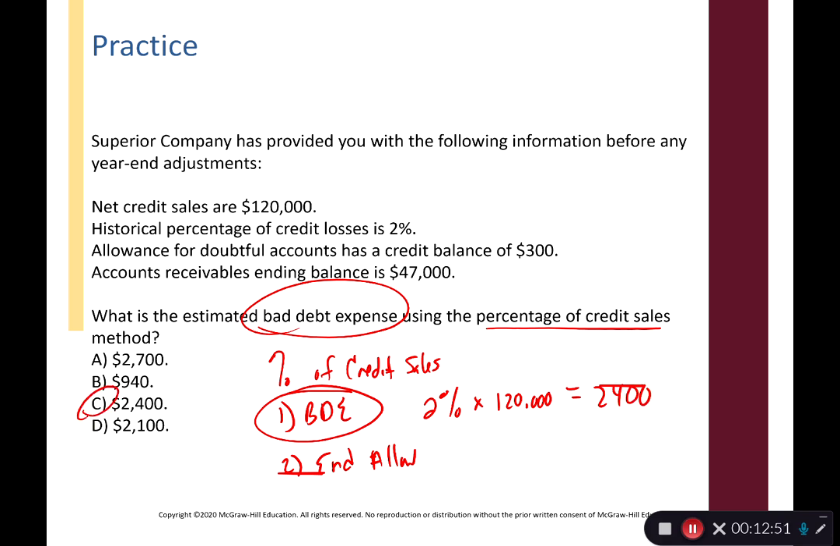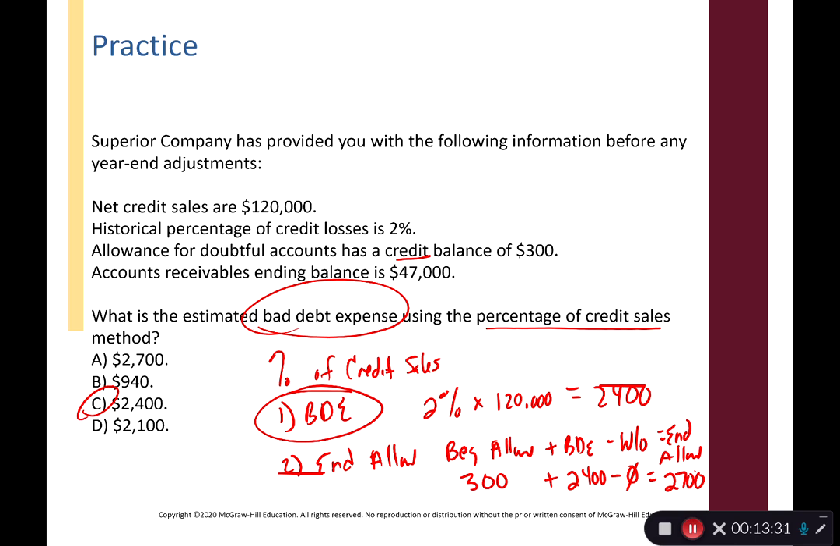Done. Now, if I wanted ending allowance, I could get it using the formula beginning allowance plus bad debt expense minus write-offs equals ending allowance. And the beginning allowance is given in the problem, $300. It has a credit balance because the allowance, remember, is a contra account, so it should have a normal credit balance because assets have a normal debit and contras are opposite. Then we would add the bad debt expense of $2,400 in. There's no write-offs mentioned, so we can assume those are 0, and we get $2,700.